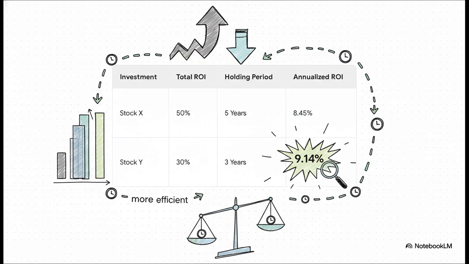Just look at this. At first glance, Stock X seems like a no-brainer, right? A 50% ROI. But it took 5 years. When we annualize it, we see that Stock Y, with its lower total ROI, was actually the better performer. It was a more efficient investment, generating over 9% a year. This is why time matters a lot.